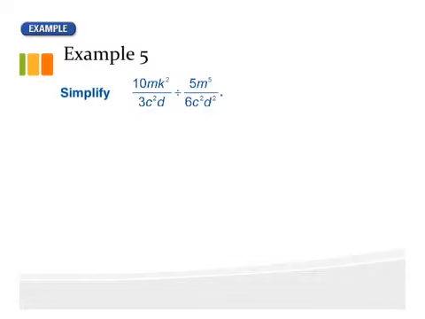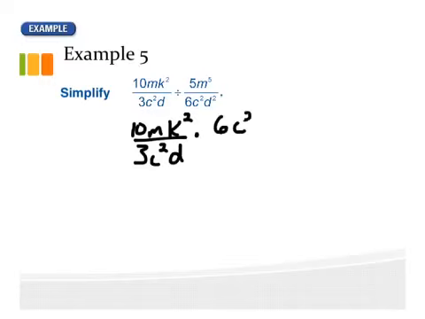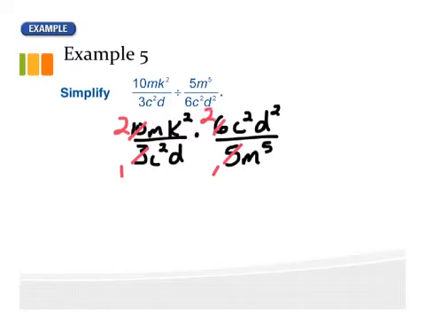Okay, let's do a division problem. So remember, to divide, you need to multiply by the reciprocal. So that's 10m k squared over 3c squared d times 6c squared d squared over 5m to the fifth. I'm going to do this one the quicker way, that second technique I showed you in the previous example. I'm going to reduce the 5 and the 10. I'm going to reduce the 3 and the 6. For the m's, I have 1 m in the numerator and 5 in the denominator, so one of those 5 is going to cancel, so I'm going to make that exponent a 4.